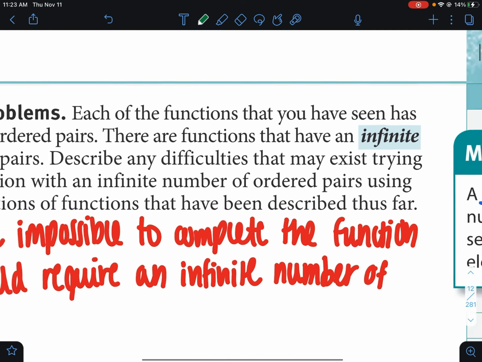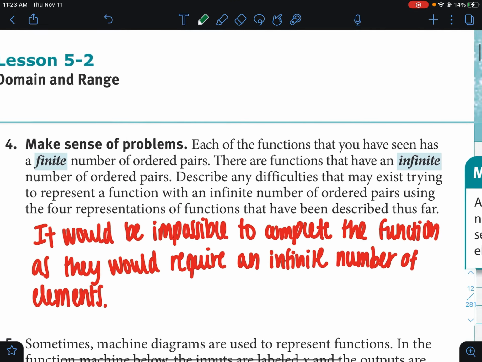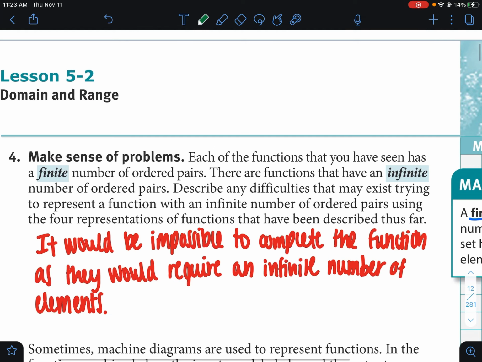So for example here, it says describe any difficulties that may exist trying to represent a function with an infinite number of ordered pairs using the four representations of our functions that have been described so far. So our table, our mapping, our graph, and our ordered pairs. And what would happen here is it'd be impossible.